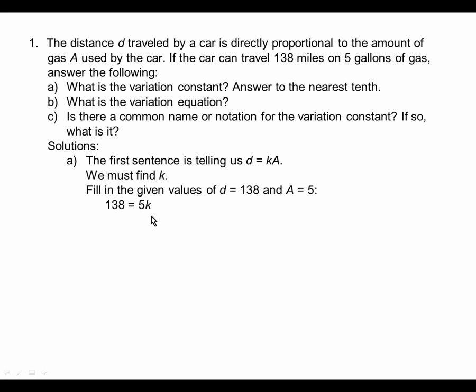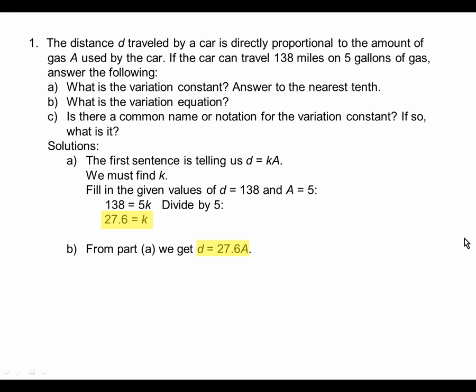To figure out what k is, divide by 5. So 138 over 5 is equal to k, and we're supposed to round to the nearest tenth if necessary. Okay, it works out to be exact. It's 27.6. So k is 27.6. So there's your variation constant, 27.6. For part B, what is the variation equation? I just replaced the k in this equation with 27.6. So the variation equation, B, is d equals 27.6A. Notice the real work is in part A.